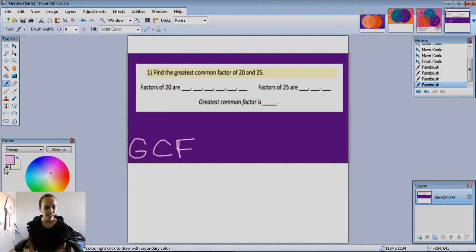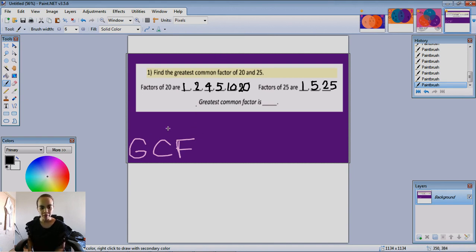Okay, let's use a black color here. So we've got 1 and 20, we know. We've got 2 and 10, we know. And lastly, we've got 4 and 5. Here we go again. We've got 1 and 25, and 5 times 5 is 25. These are all our factors.